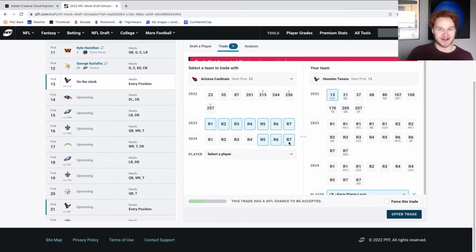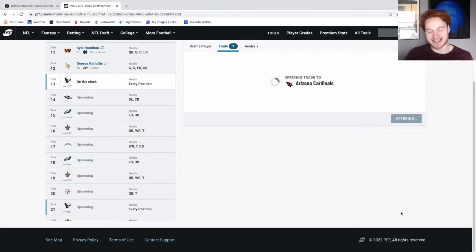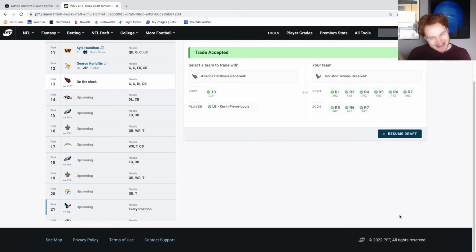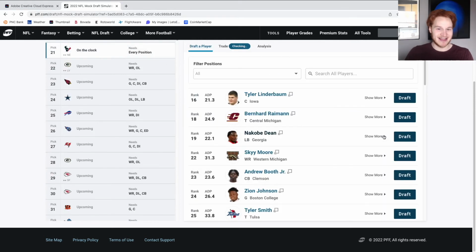I'll try and acquire a bunch of sixth and seventh rounders because I just like doing that. I don't know why. And they don't want to do it. What if we gave you like two of... No, we don't need the fifth rounders. No, you know what? We want the fifth rounders. We don't need the third rounder. There you go. That's a realistic trade. That is realistic. I like that.